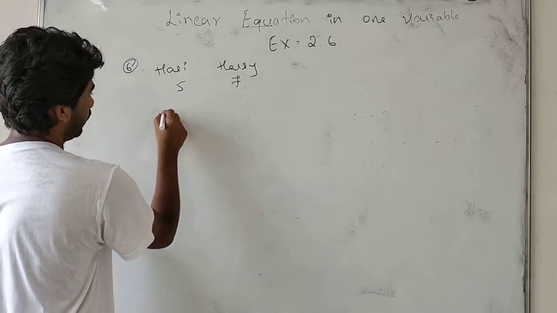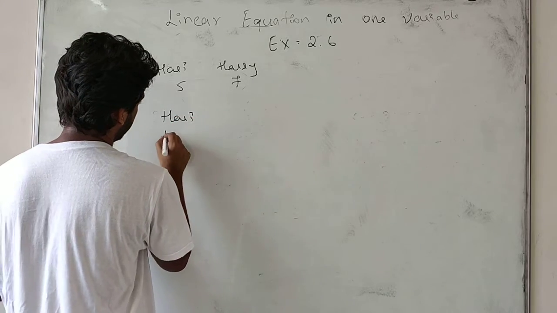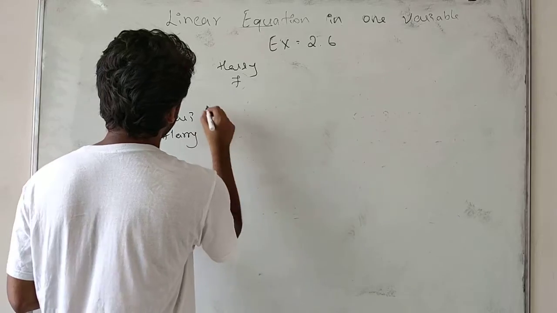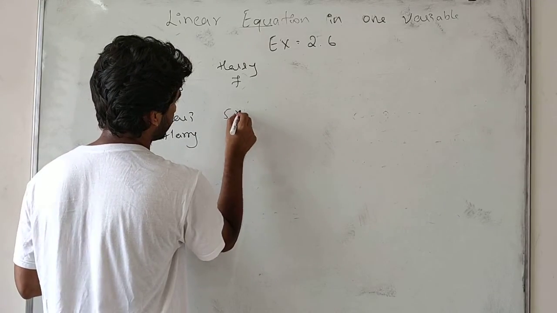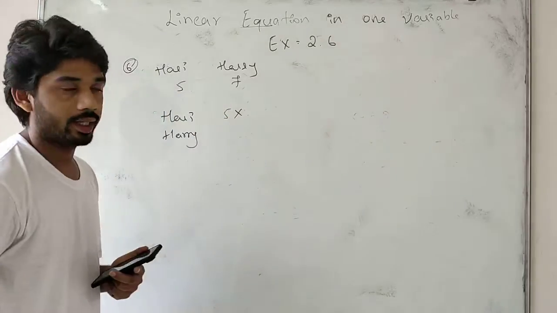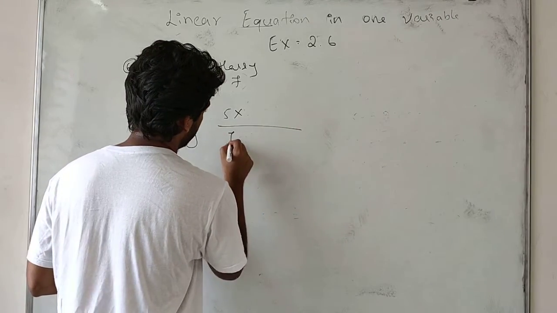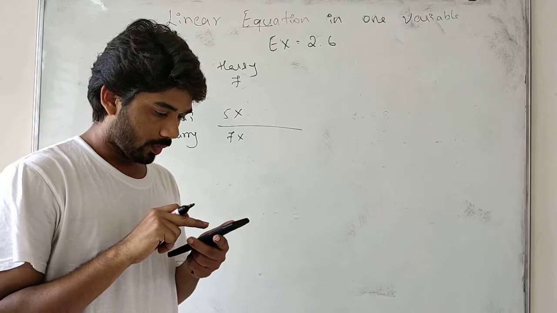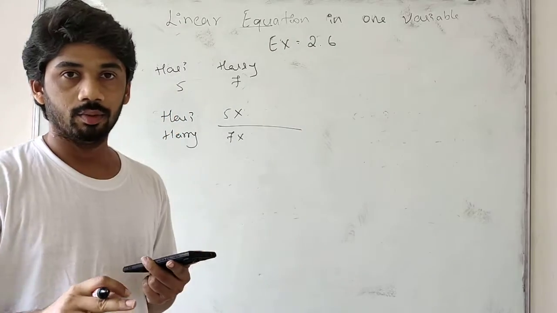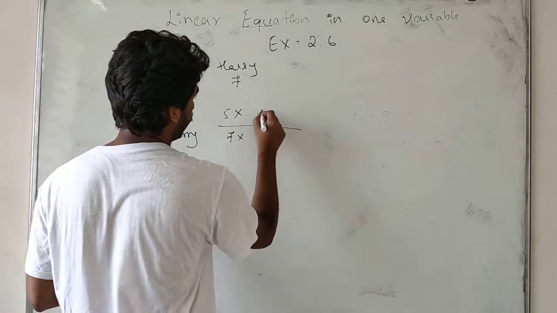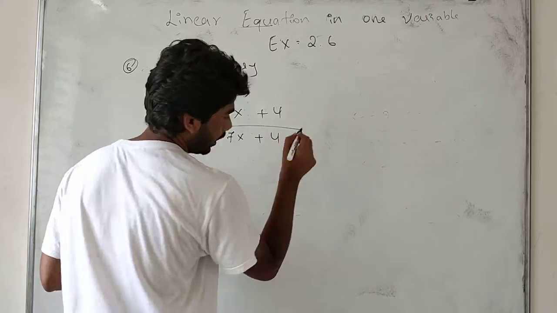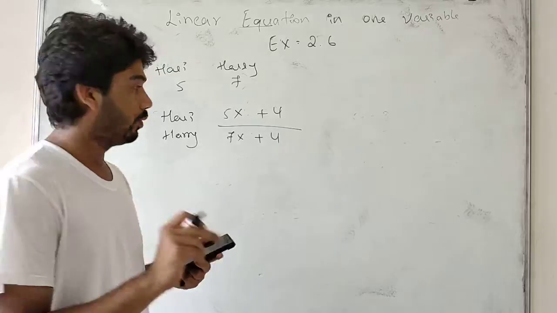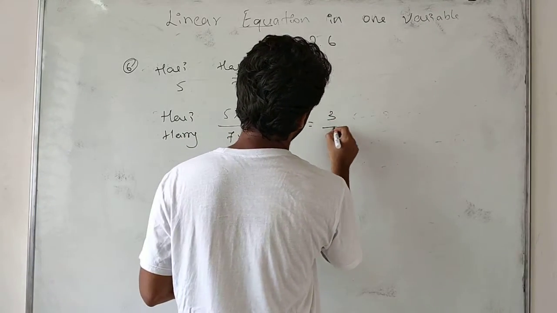So I will take Hari's age as 5x and Harry's as 7x, because if the ratio is given, we can take 5x and 7x. Four years from now means we will take plus 4. Next, the ratio of the ages will be 3:4, so it is equal to 3/4.